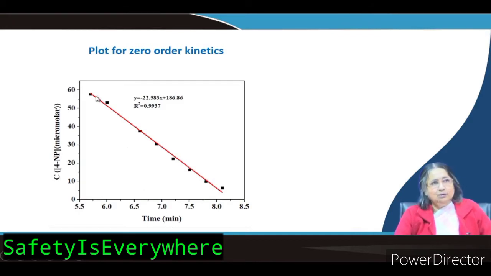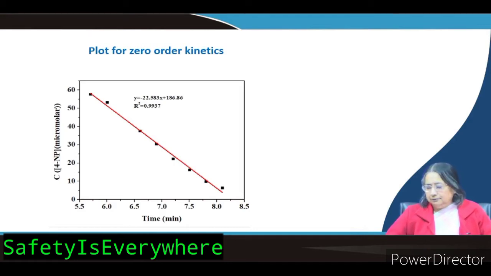I already explained that for 0 order kinetics, you should get a straight line when you plot C versus time. You can see here a very good straight line with the R square value 0.99, and this is the equation. Slope also you can get from here. This is the 0 order curve. So, we are getting a very nice 0 order linear plot with good correlation.